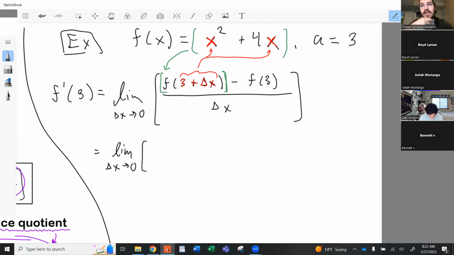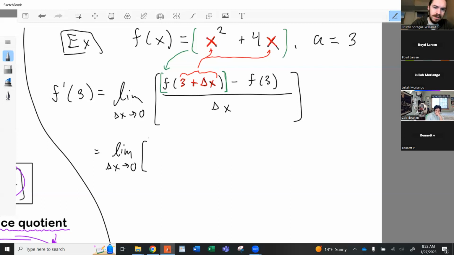Or another way to think of it is it's just composing functions together. You have your f function and you're sticking the function 3 plus delta x inside of it. So it's like function composition. But for some reason it's sort of like mental gymnastics, which is a little hard to handle. So here's my recommendation.